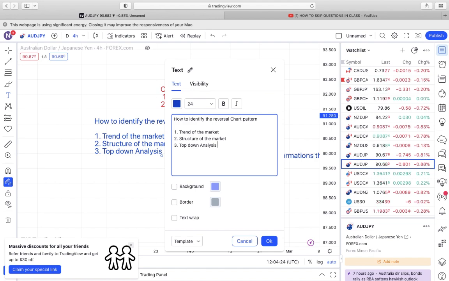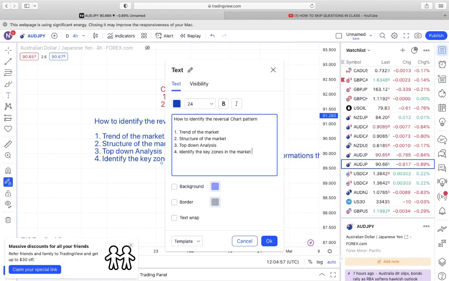The next thing you have to consider: we have considered the trend, the structure, and the top-down analysis, and the next one is to identify the key zones in the market, and this one is very important. What are the key zones in the market?